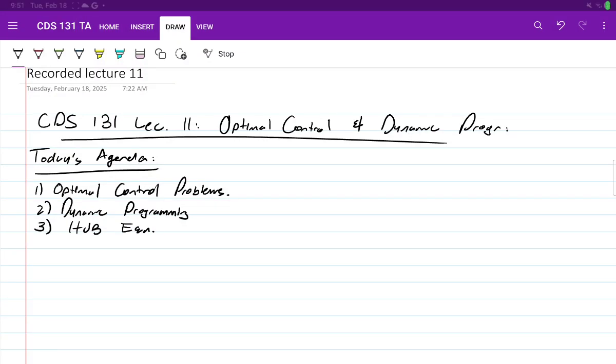Welcome back. Today we're going to talk about optimal control and dynamic programming. All right. In particular, we're going to start off just by outlining a nice basic class of optimal control problems. After this, we'll talk about an algorithm for solving a special subclass of these problems. So this algorithm is called dynamic programming. And then we're going to finish up by talking about the HJB equation, which is a continuous time analog of these discrete time optimal control ideas.